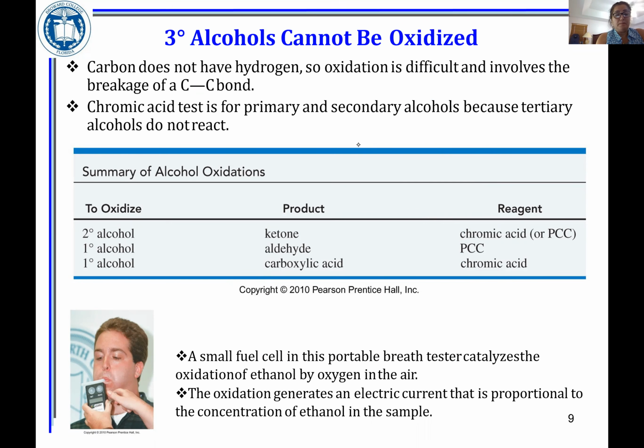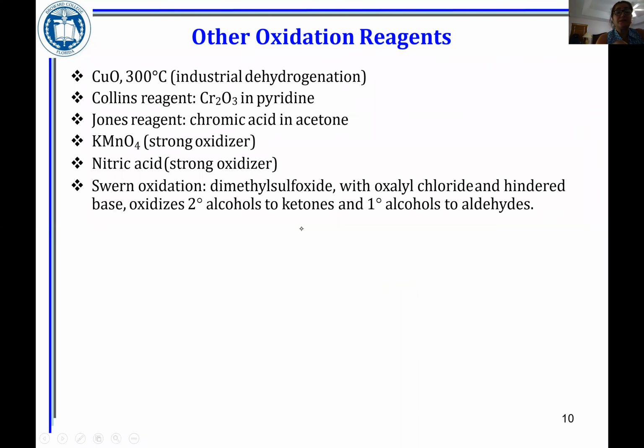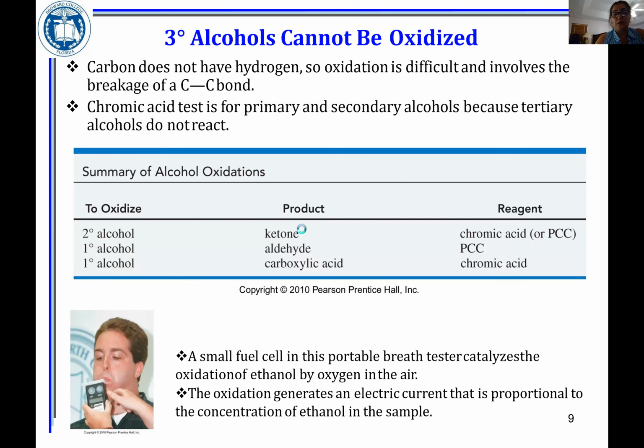This is a summary. To oxidize a secondary alcohol, you could get a ketone. You can have a choice of using chromic acid or PCC. If you use a primary alcohol with PCC, it would give you aldehyde. But if you have a primary alcohol with chromic acid, you would get carboxylic acid.